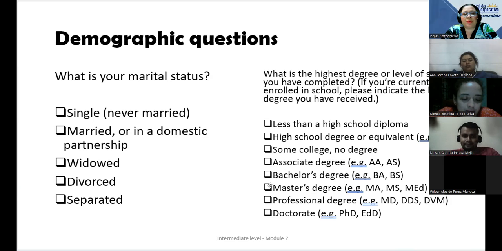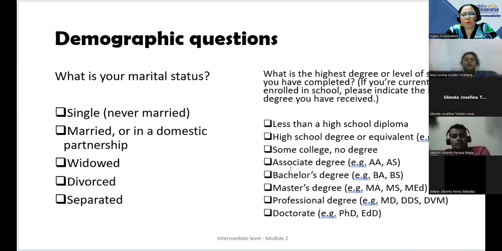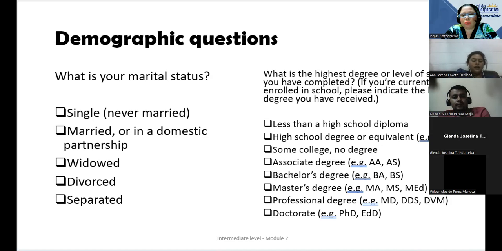De ahí tenemos master's degree. Master's, la maestría. Luego, the professional degrees son specializations, ¿ok? Por ejemplo, yo puedo ser doctor en medicina, como el bachelor degree. Puedo tener un master degree en cirugía. Y puedo tener un professional degree que ahora soy oncólogo. Luego, el doctorate. El doctorate es el doctorado.